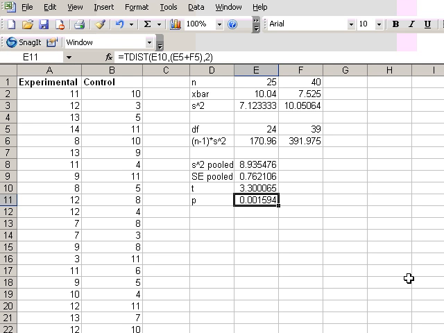So we would conclude that we would reject the implicit null hypothesis that the experimental and control group are the same, or alternatively the implicit null hypothesis that score on the exit test is independent of the two-level categorical variable experimental or control.